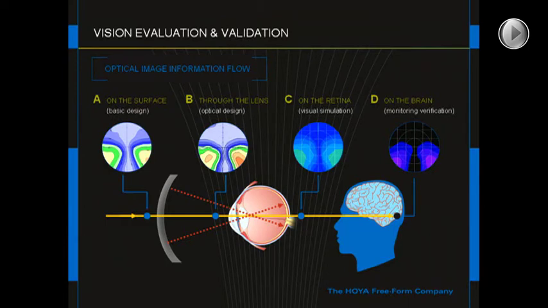So when we talk about how we optimize the optical performance, what we're referring to is what we do at points A and B here on the flowchart. When you hear us talk about customizing a design, that really happens at points B and C. Personalization concentrates on the quality of the image information at points C and D so that we can alter the surface geometry at A and B.